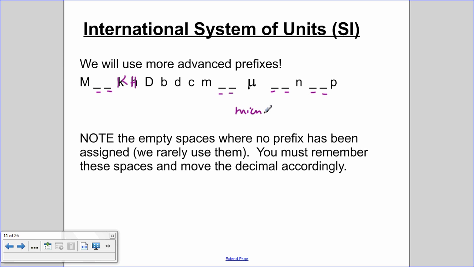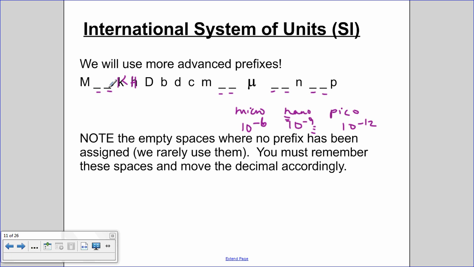micro. Micro is 10 to the negative 6, nano, and that's, sorry, you can't see the 6. That's 10 to the negative 9, so you should be remembering nano 9. That's pretty easy. And then pico. Okay, that's 10 to the negative 12. So these are really tiny measurements on this side.